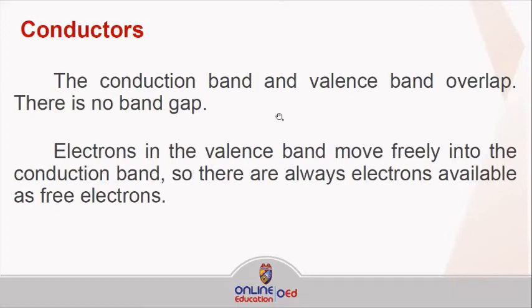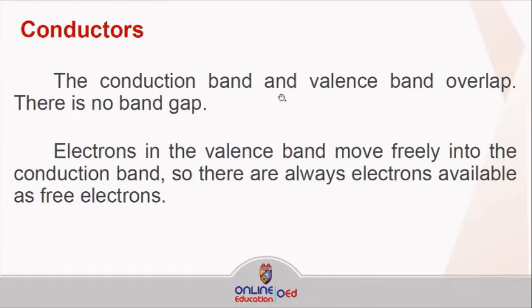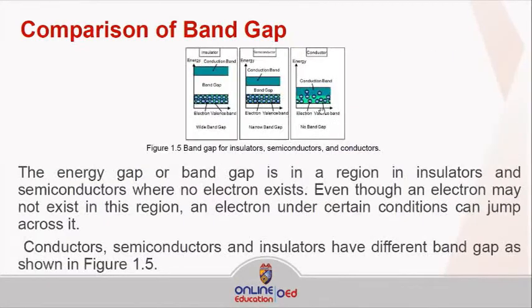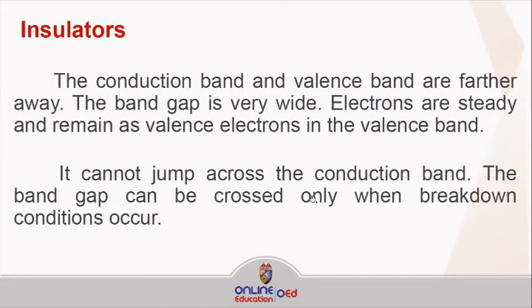The conduction band and the valence band overlap since there's no band gap. Sa conductor kasi, there's no band gap. Kaya ang nangyayari is the conduction band and the valence band overlap. Since there's no band gap, the electrons in the valence band move freely into the conduction band. So there are always electrons available as free electrons. Madali siyang makakapunta sa conduction band. Kaya nagkakaroon ng conduction.